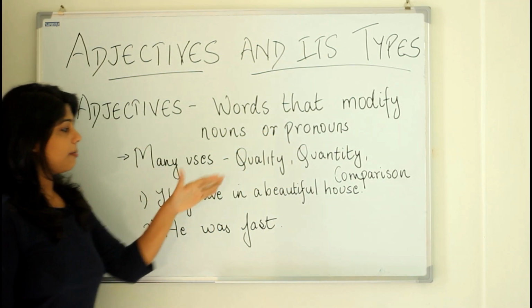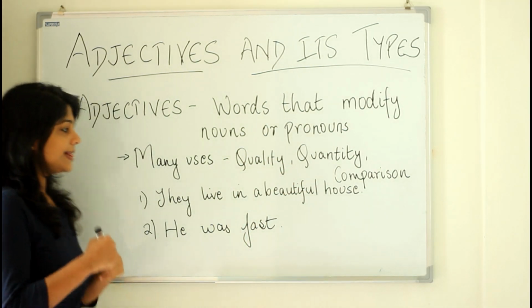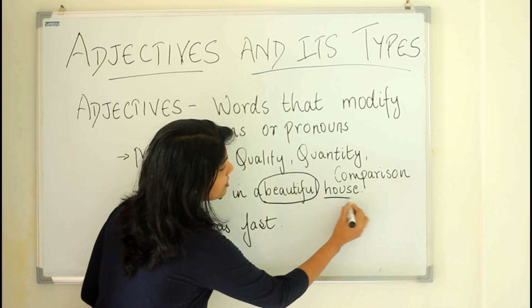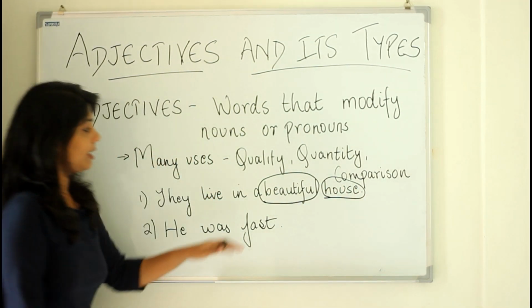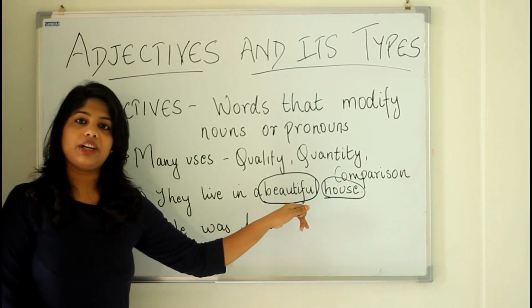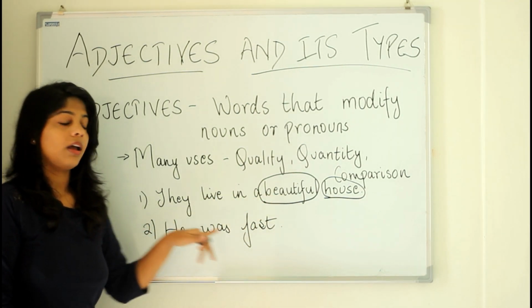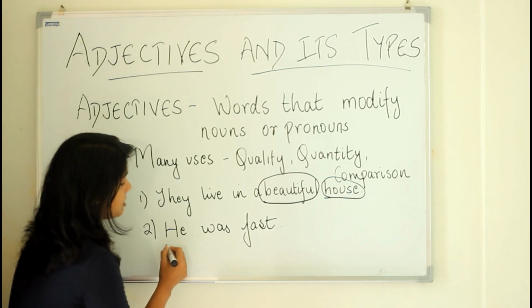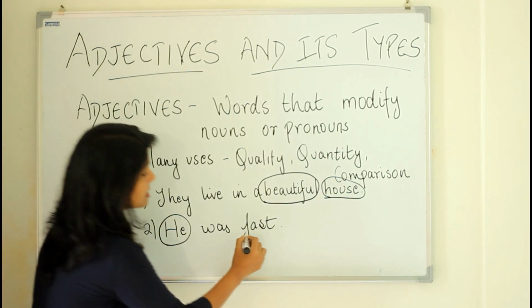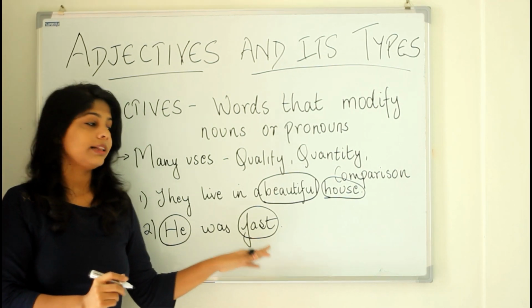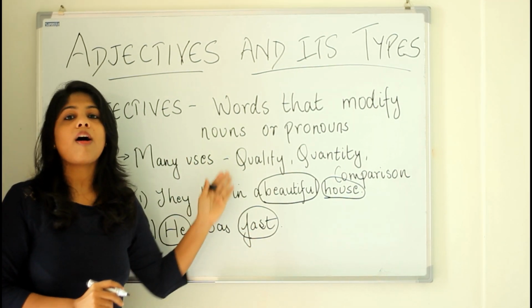They live in a beautiful house. Now in this sentence, the word beautiful describes the house, which is a noun. The word beautiful is the adjective. He was fast. Here, he is the pronoun and fast describes him. Fast is the adjective. These are few of the uses of adjectives.